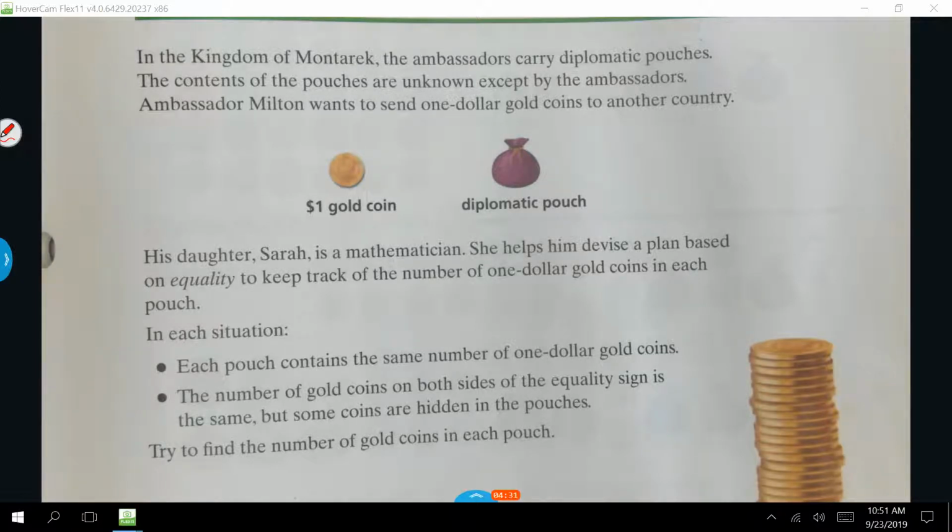So in each situation in your work, each pouch contains the same number of $1 gold coins. Meaning on each side of the equation per problem, like problem 1 and problem 3, don't have the same answer. The number of gold coins on both sides of the equality sign, or the equal sign, is the same, but some of the coins are hidden in the pouches.